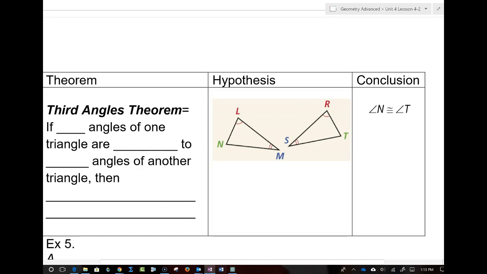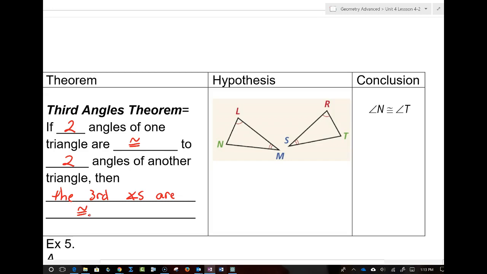So it says here, third angles theorem. If 2 angles of one triangle are congruent to 2 angles of another triangle, then the third angles are congruent. Now, we could do a whole bunch of math to show this, but we're going to run a little bit short in time, so can I just use numbers instead? I don't normally like using numbers, but I think this is a great way of describing it.